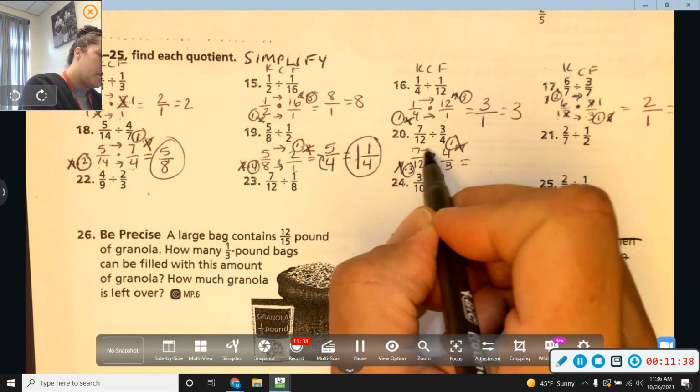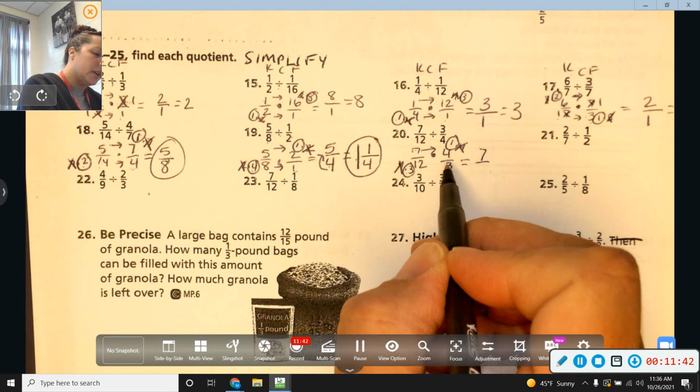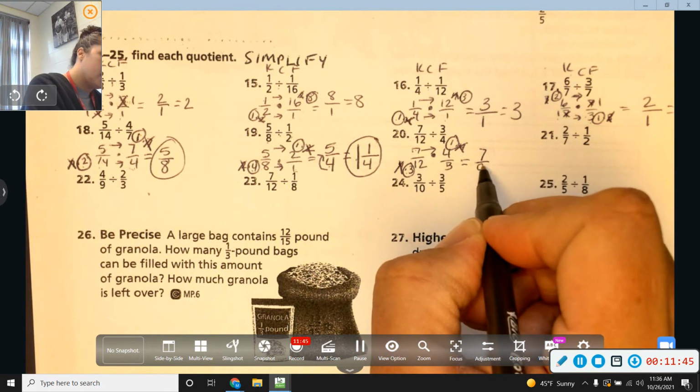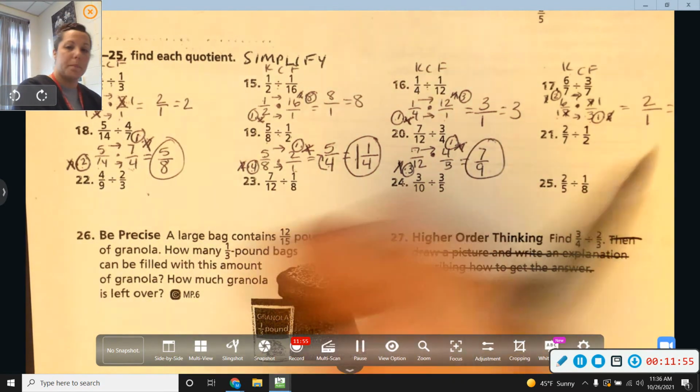Now I can multiply. 7 times 1 is 7. 3 times 3 is 9. The top number is smaller, so this is just a regular fraction. I do not need to change it or do anything else with it.